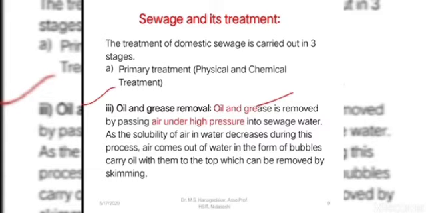Such water is allowed to have air introduced at high pressure from the bottom of the tank. The air is blown from the air blower. As a result, when the pressure is released and the solubility of air decreases, the air comes out from the bottom of the tank in the form of bubbles. During this process, the oil or grease content is carried by the bubbles to the topmost surface. Such impurities can be removed by skimming using particular ladders.